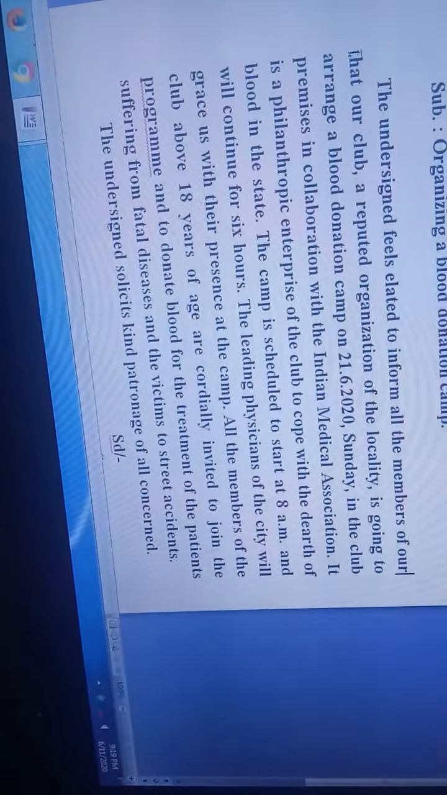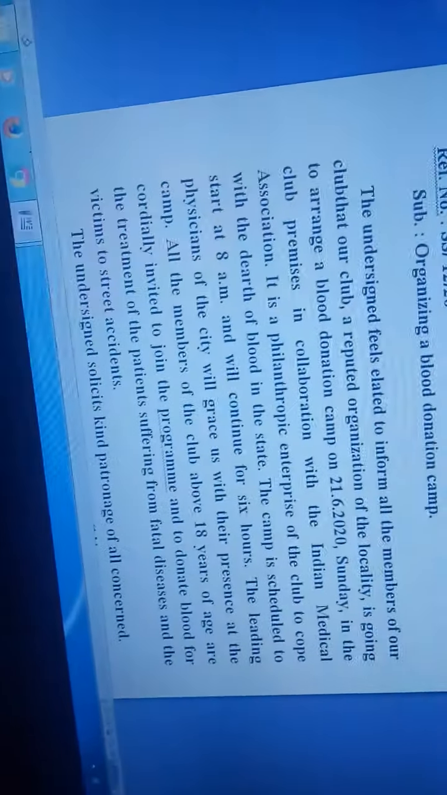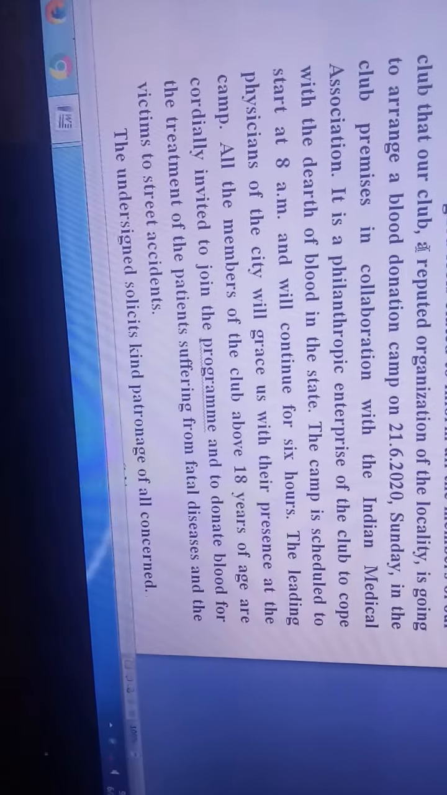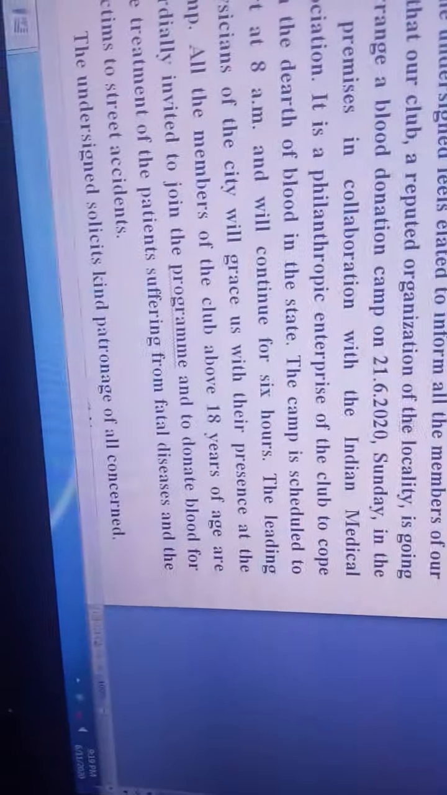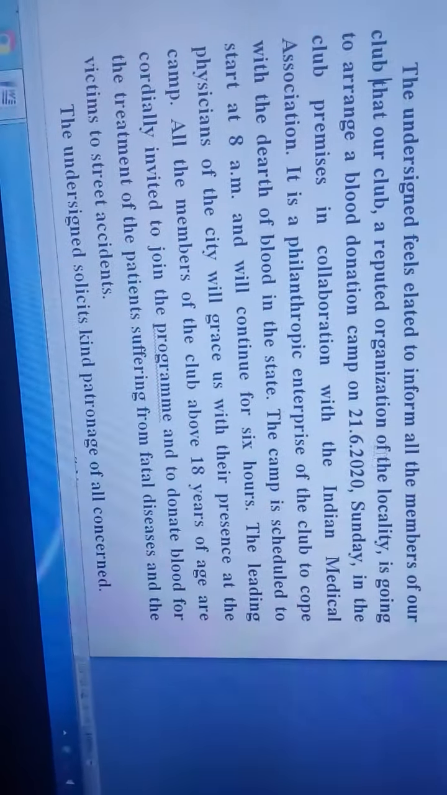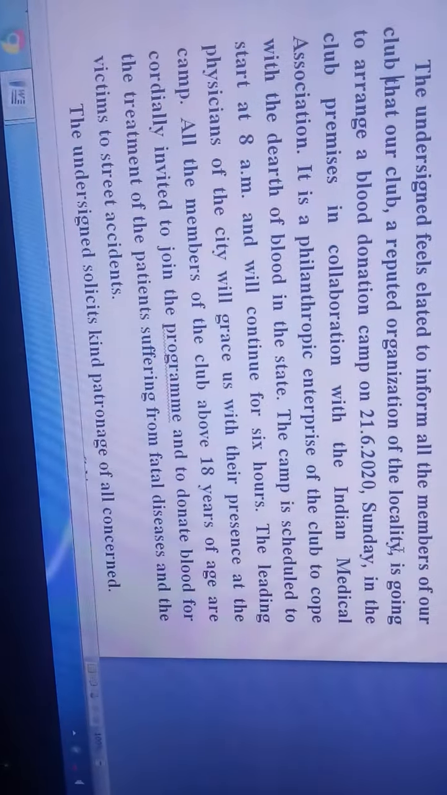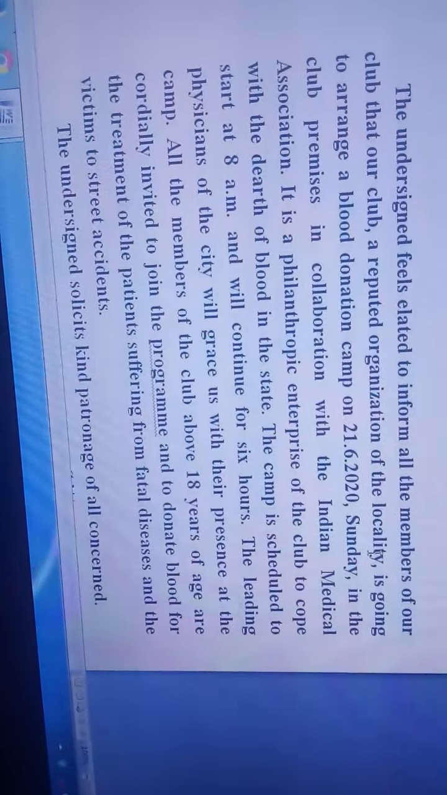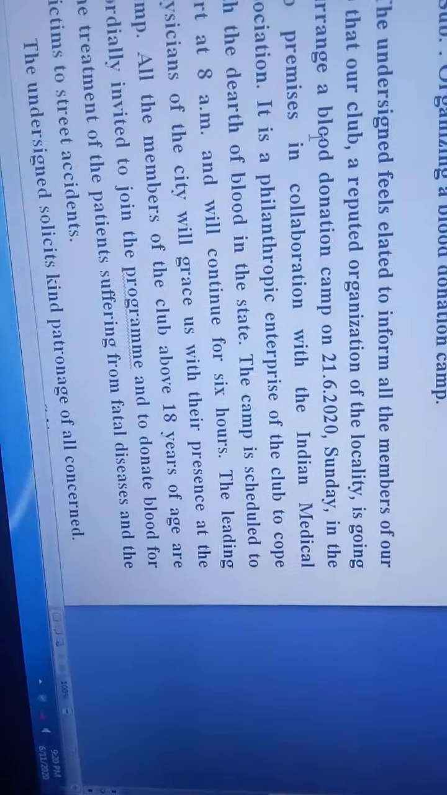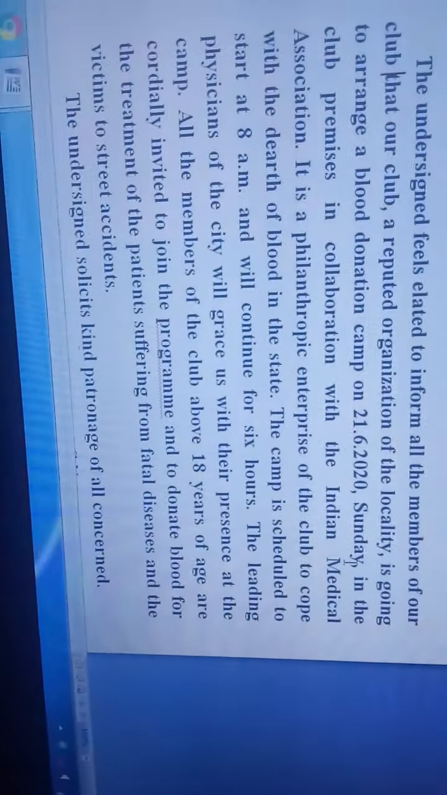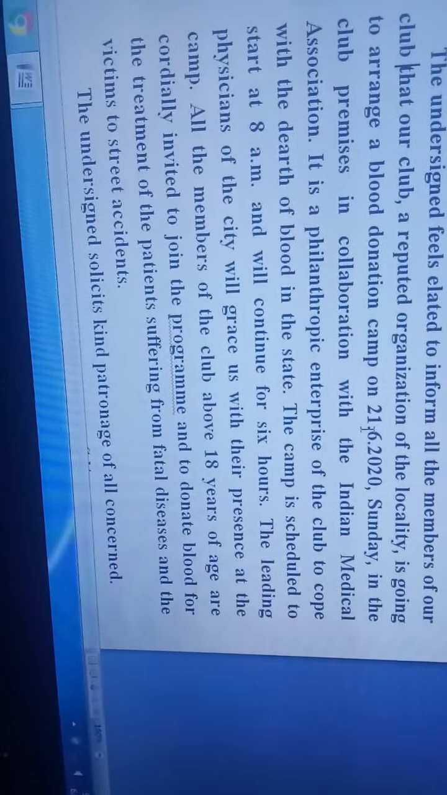Okay, of our, here you have to write club. That our club, a reputed organization of the locality. Here you are using a reputed organization of the locality, a noun in apposition, just to give the introduction, the identity of your organization. That our club, a reputed organization of the locality, is going to arrange a blood donation camp on 21/6/2020 Sunday. So you are mentioning here the date of the program.